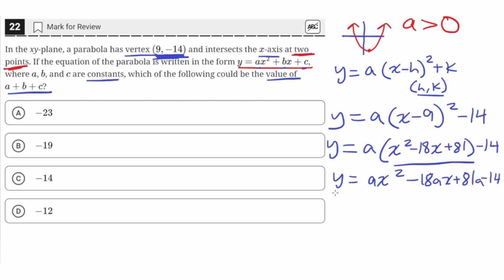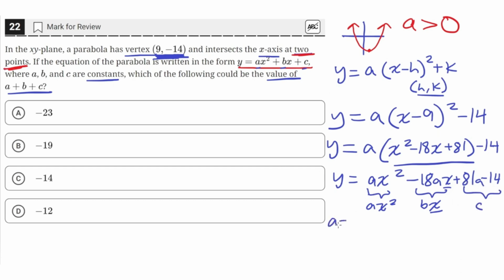Okay, so now this sort of looks like the standard form of the quadratic up here. So this ax squared term is literally just the ax squared in the original equation. Then this negative 18ax will form the bx term, since these both have the x term in them. And then 81a minus 14 will be the constant, since they're not being multiplied by any x's, they're just constants.